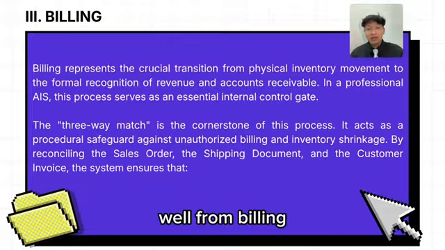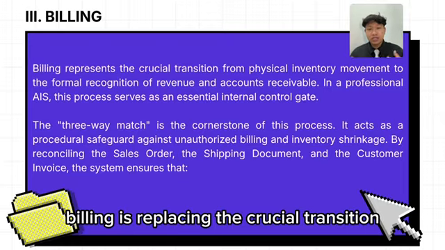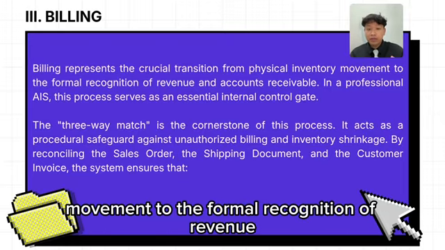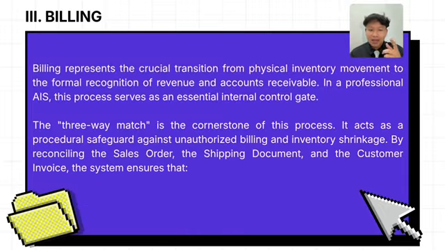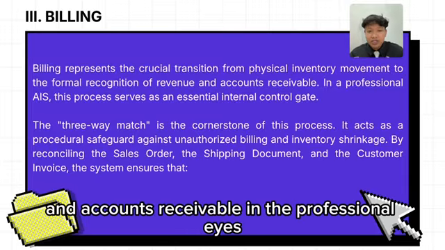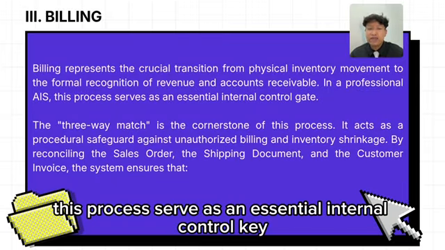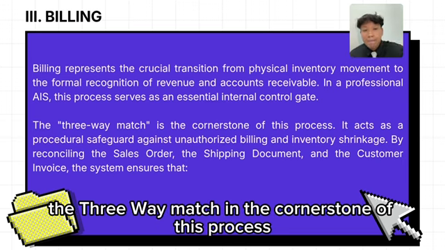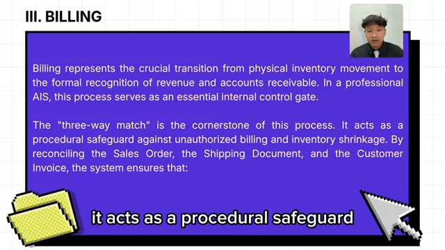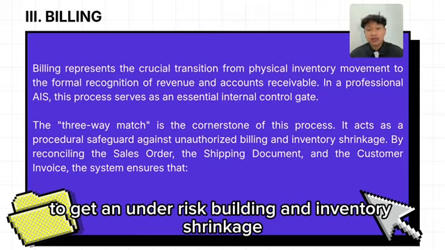Now, billing represents the crucial transition from physical inventory movement to the formal recognition of revenue and accounts receivable. In professional eyes, this process serves as an essential internal control gate. The three-way match is the cornerstone of this process. It acts as a procedural safeguard against unauthorized billing and inventory shrinkage.